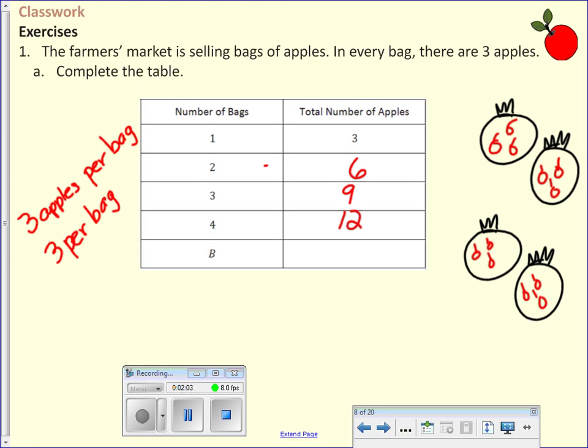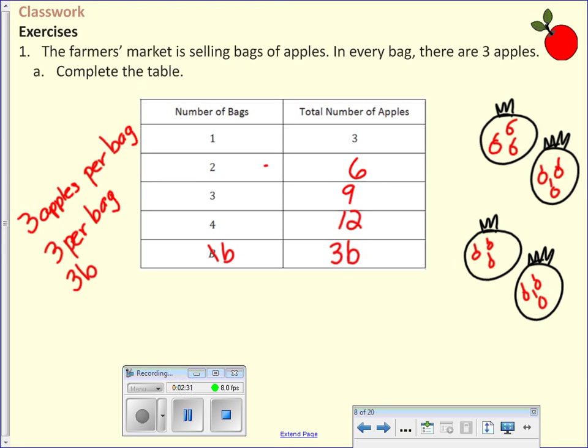What operation does per mean? Multiplication. So if bag is B, again, I don't like the capitals, I like the lower cases better. So it's 3 times B. So 3 apples per bag. So that's our formula you should be writing in your chart.